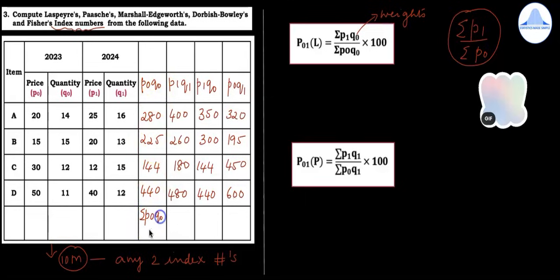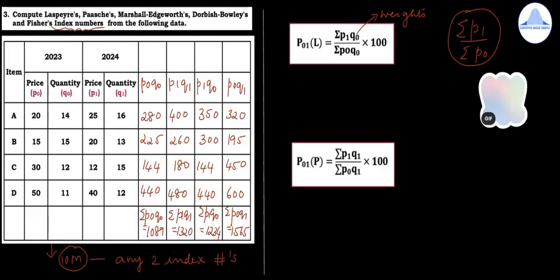So summation P0 Q0 is 1089. Then summation P1 Q1, this is equal to 1320. Then summation P1 Q0, this is 1234. And summation P0 Q1, this is 1565.